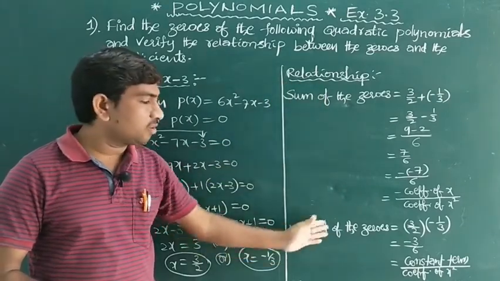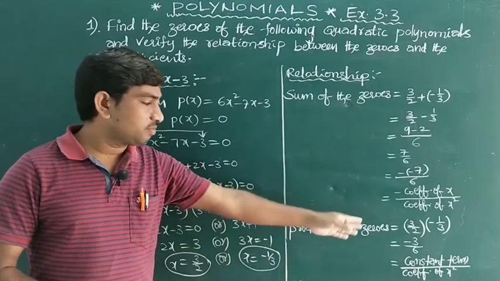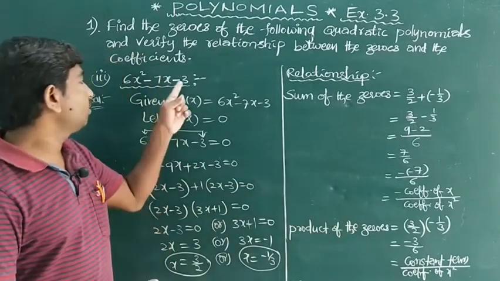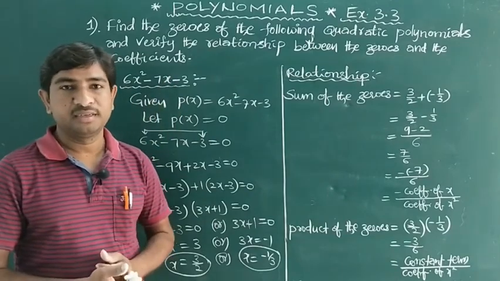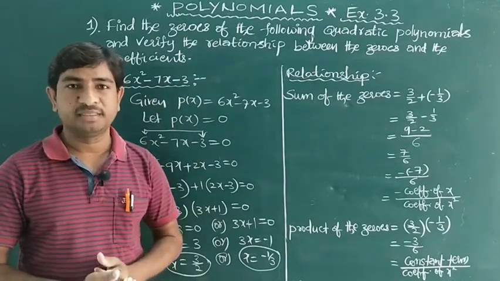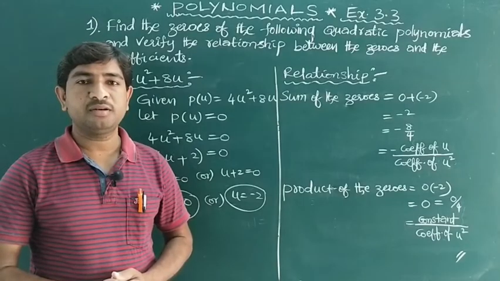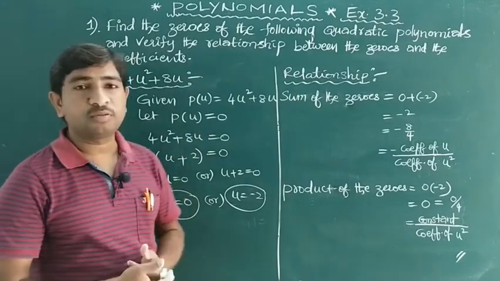We got the product of the zeros, 3 by 2 into minus 1 by 3 is equal to minus 3 by 6. So that is constant term by the coefficient of x square. Okay, third problem solution completed. So now the fourth problem. Okay, now the fourth question of the first bit.